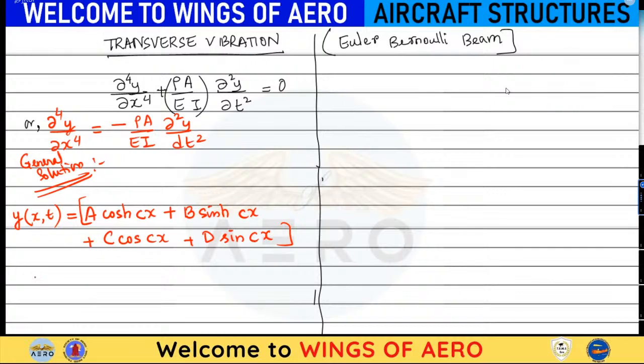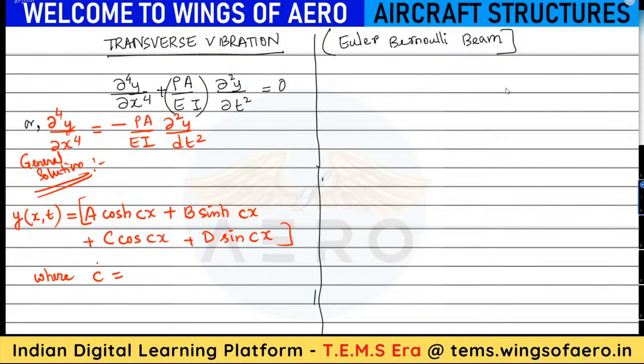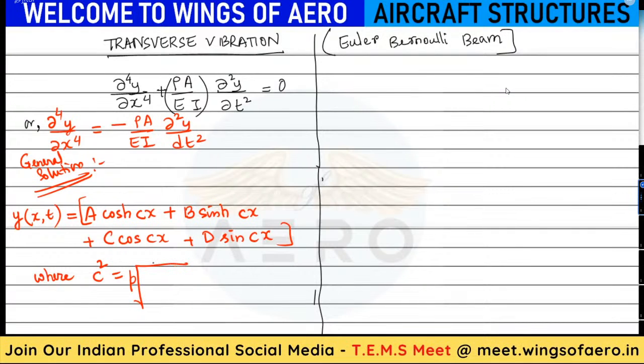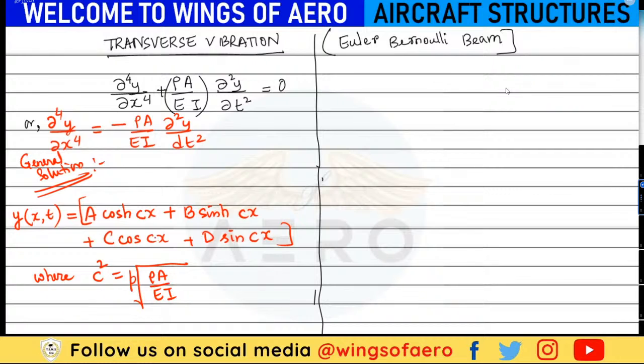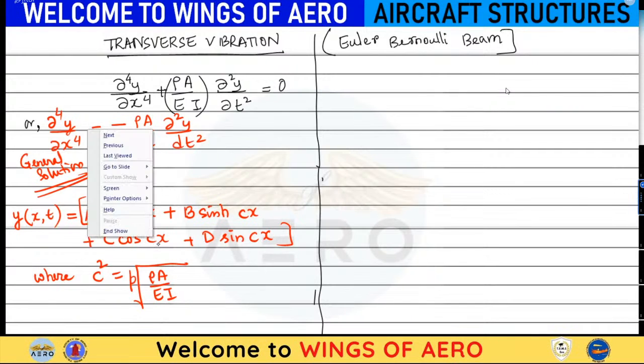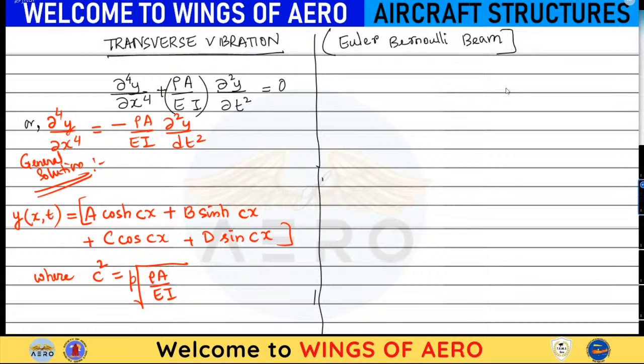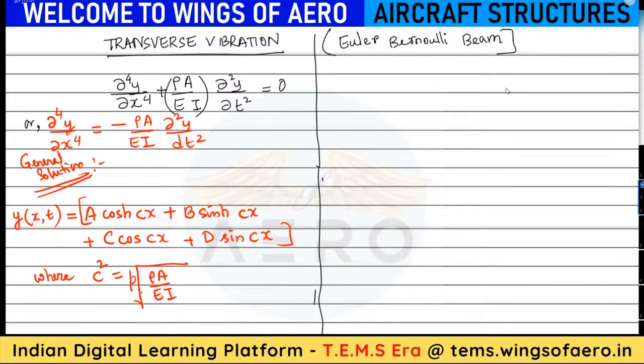Where c squared equals p root over rho A by EI. So here you are seeing the c. That c squared defines p root over rho A by EI.